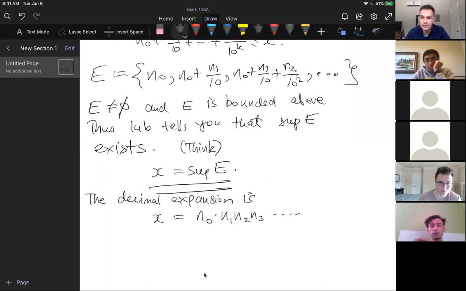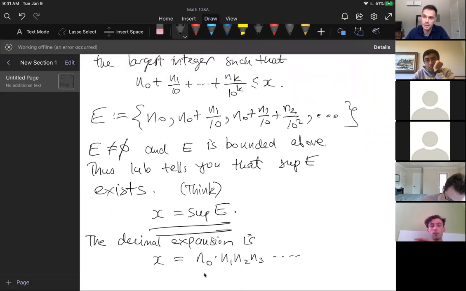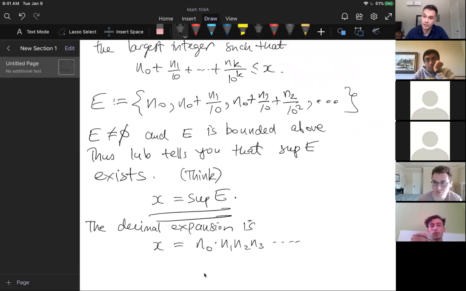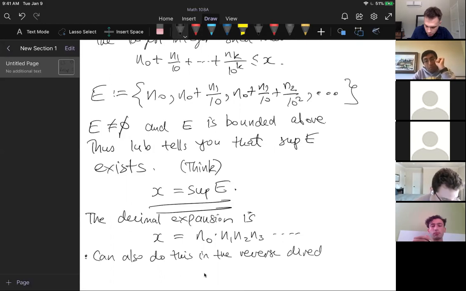on. One way you can think about it is that if the X that you choose to begin with is rational, this process here will terminate. It will terminate in a finite number of steps, and the set E will just have a finite number of numbers in here. If it's irrational, then it will be infinite. Okay. And then I'll just say here, it can also do this in the reverse direction as well. Okay.